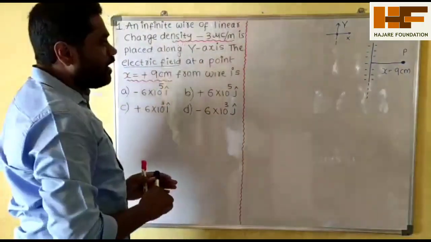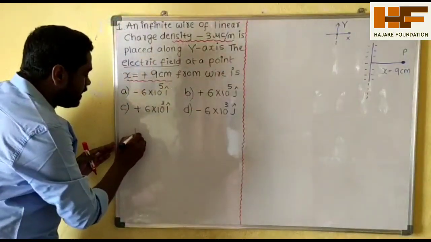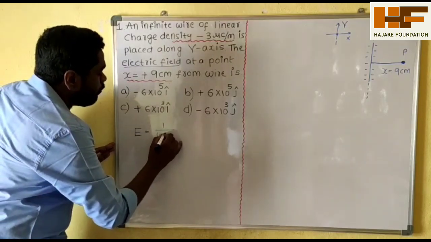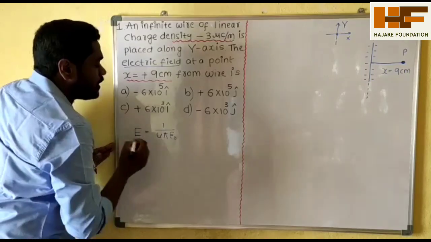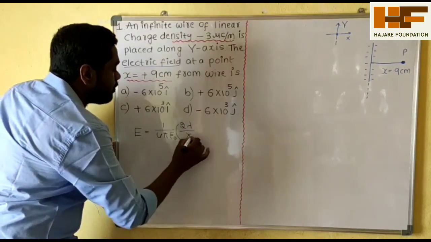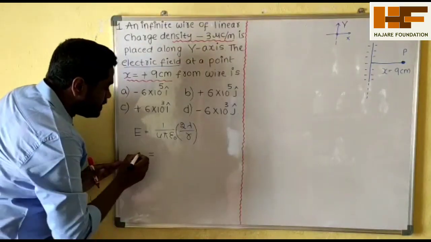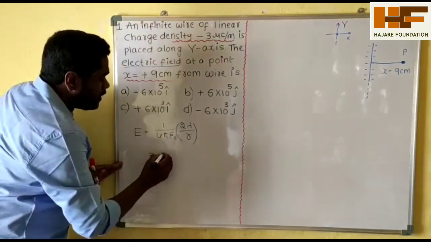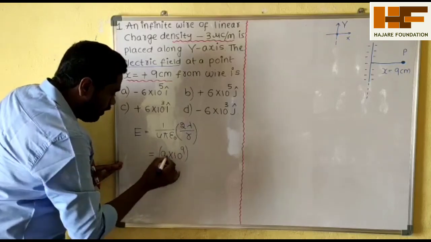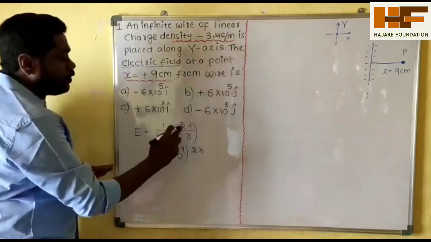So what is the formula? This is the infinite case. In the case of an infinite wire, the formula is E equal to 1 by 4 pi epsilon naught into 2 lambda by r. This is the formula I already gave in the explanation. Now let us substitute the values. 1 by 4 pi epsilon naught is 9 into 10 power 9, and 2 into lambda.